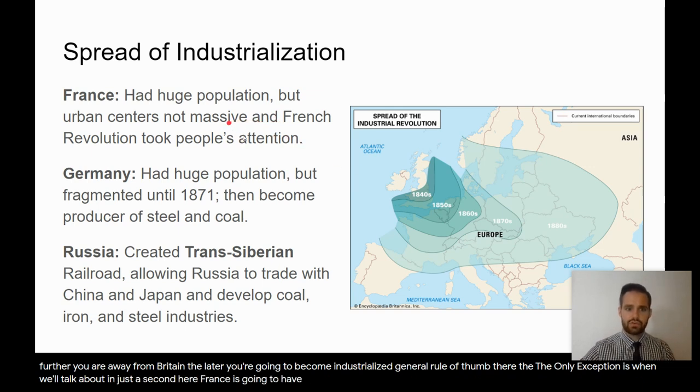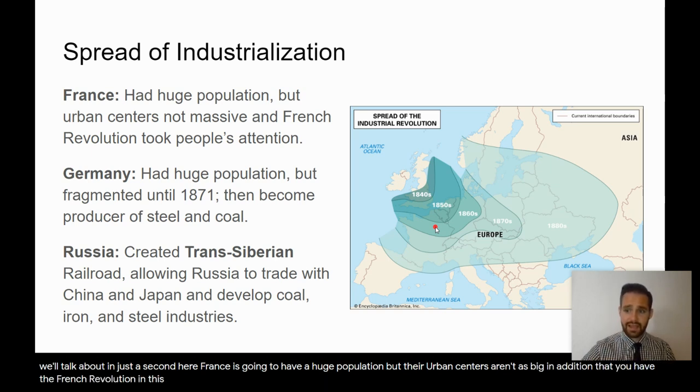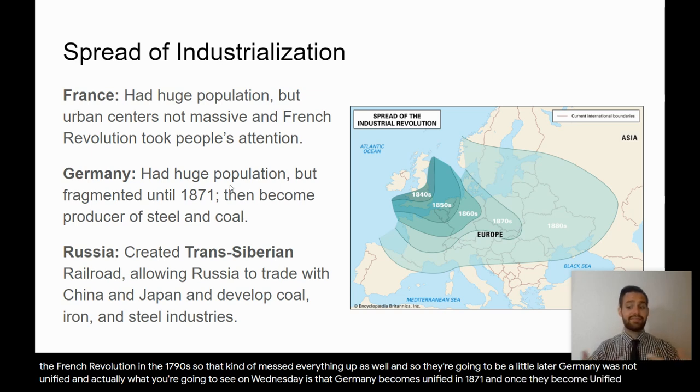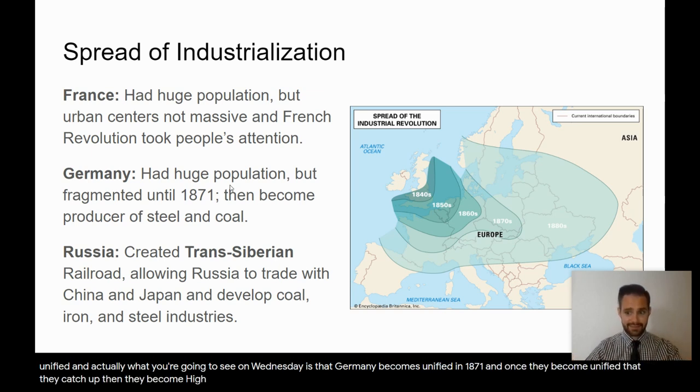France is going to have a huge population, but their urban centers aren't as big. In addition to that, you had the French Revolution in the 1790s, so that kind of messed everything up as well, and so they're going to be a little later. Germany was not unified, and actually what you're going to see on Wednesday is that Germany becomes unified in 1871, and once they become unified, then they catch up. Then they become highly industrialized as they are today.